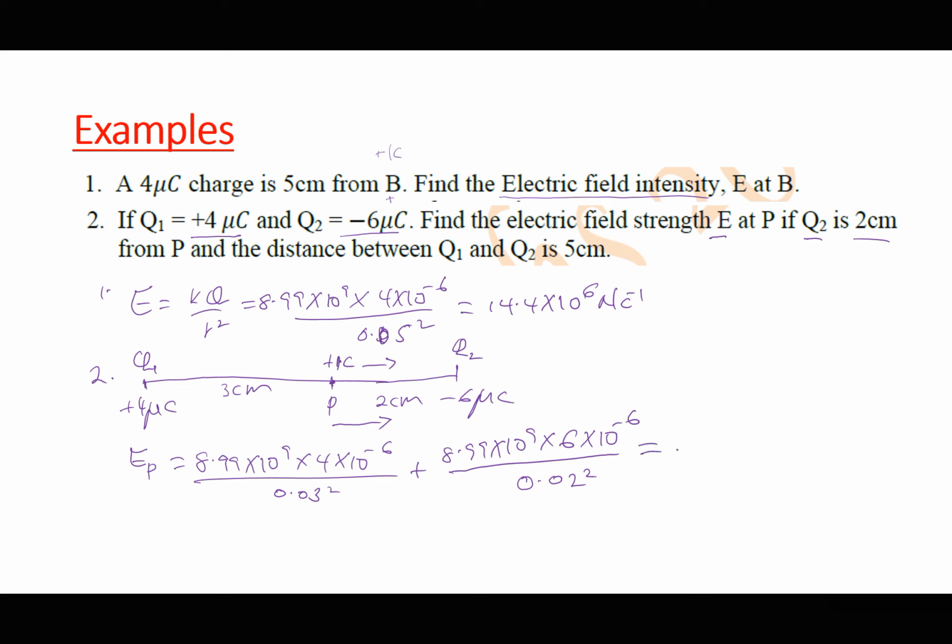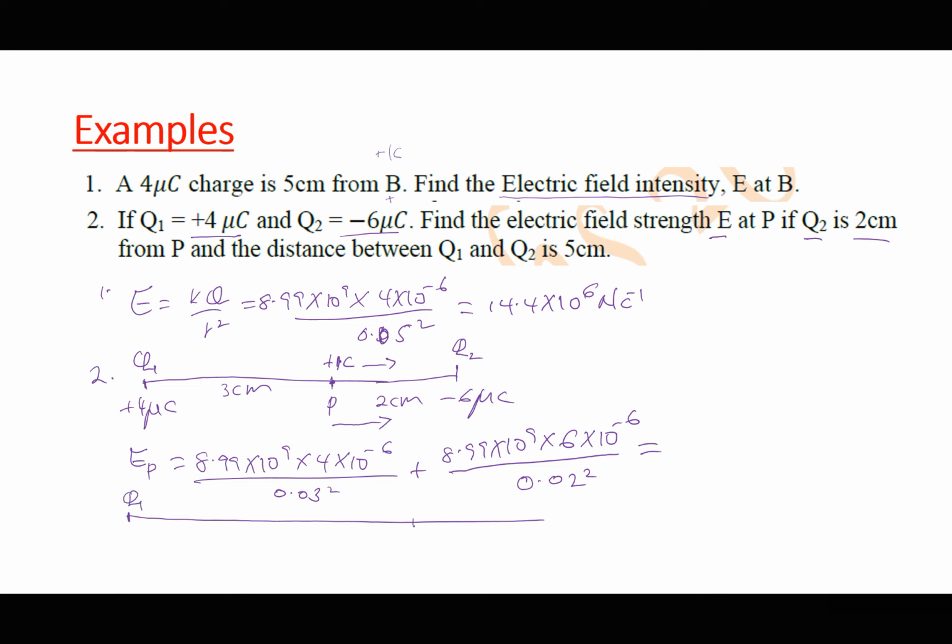Okay, so you can press the calculator and we find the electric field strength at point P. Note that in this case, I've considered P to be between Q1 and Q2. It's also possible for P to be on the other side. If that was the case, then I can try again to modify this. If P was on the left, so let's have a different scenario because the question is not very specific.